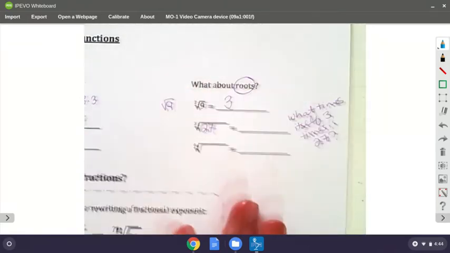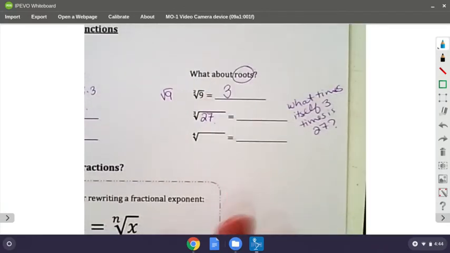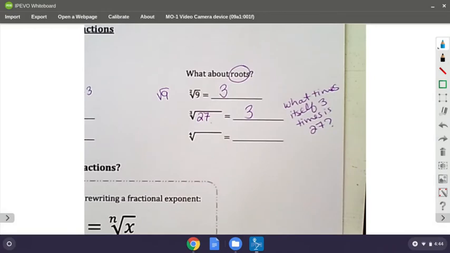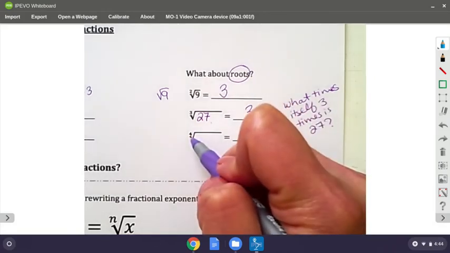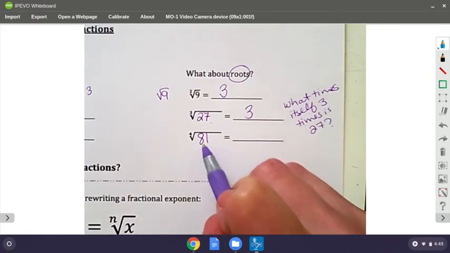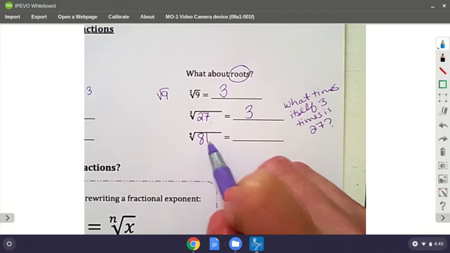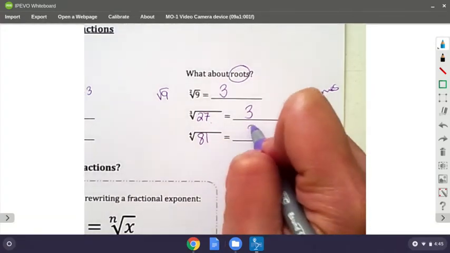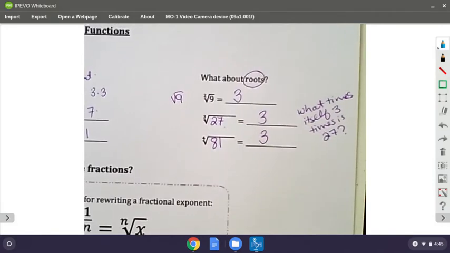So this we just did over here. 3 to the third is 27. So we know that 3 times itself 3 times is 27. Now, if this would be the fourth root, we would want to know what times itself 4 times is 81. Well, 3 times 3 times 3 times 3, 3 to the fourth, is 81, so it's going to be 3. I'll get into in a little bit how you would put that into the calculator.